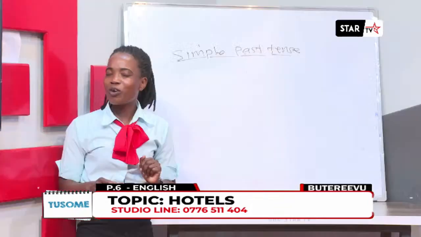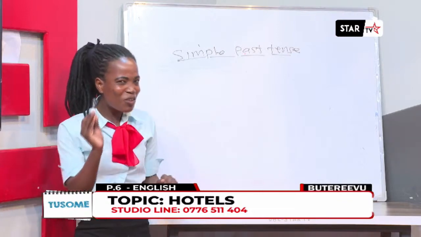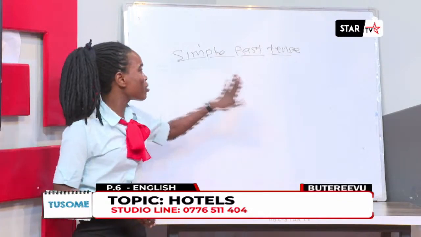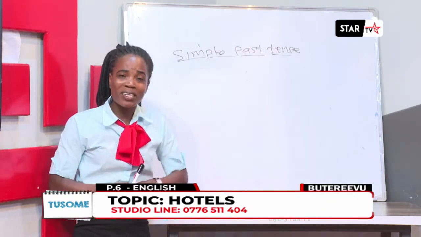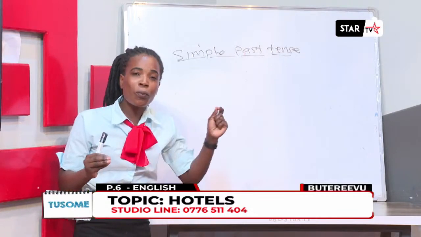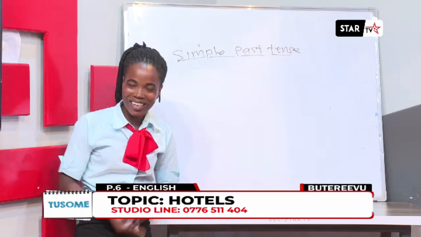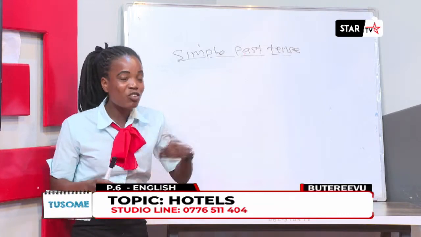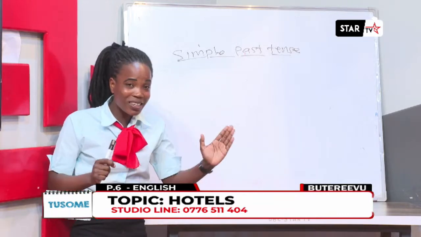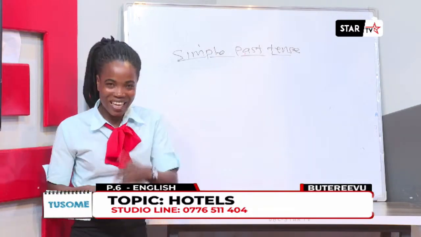What do I mean when I talk about the simple past tense, my precious viewer? You can get a pen and a book and note where necessary. When I talk about the simple past tense, I mean the tense we use to express actions or events that took place or were performed in the past and are not related to the present. I repeat, when I talk about this tense, I mean the tense we use to express actions or events that took place or were performed in the past and they are not related to the present. I believe we've got that clearly.